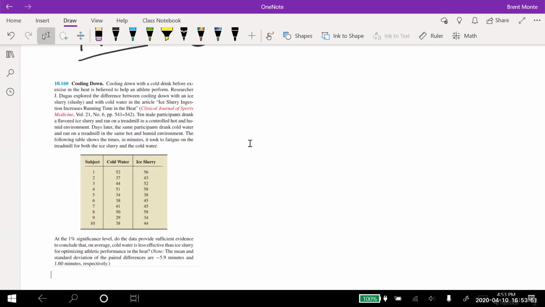Subject one is the same person in cold water and in ice slurry. So both times, that's why this is related. It's not 10 random people drank cold water and then 10 random people drank the ice slurry. If we had 10 different people doing the cold water and then 10 different people doing the ice slurry, then it would be a 2-sample t-test. This is just 10 people doing 2 different things. So it's a paired t-test. All right, so anyway, 10 male participants drank a flavored ice slurry and ran on a treadmill in a controlled, hot, and humid environment.